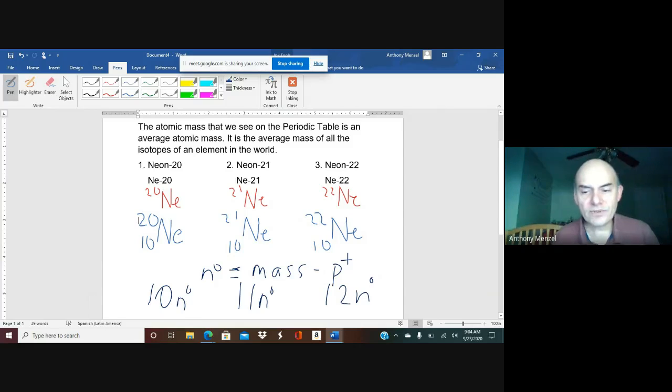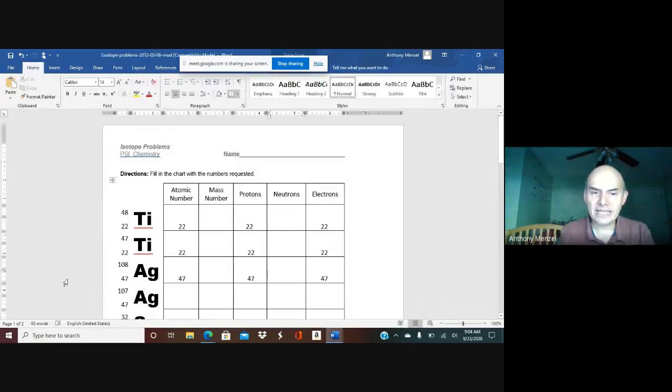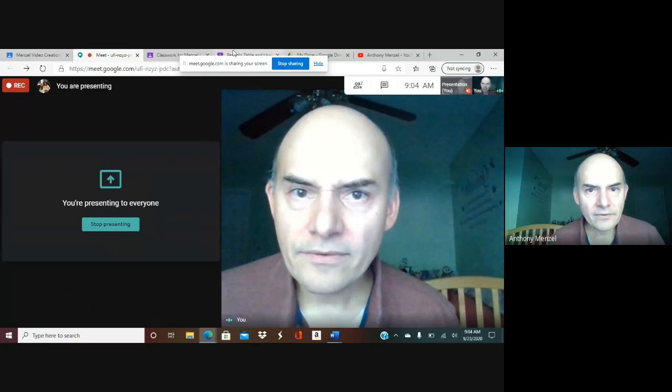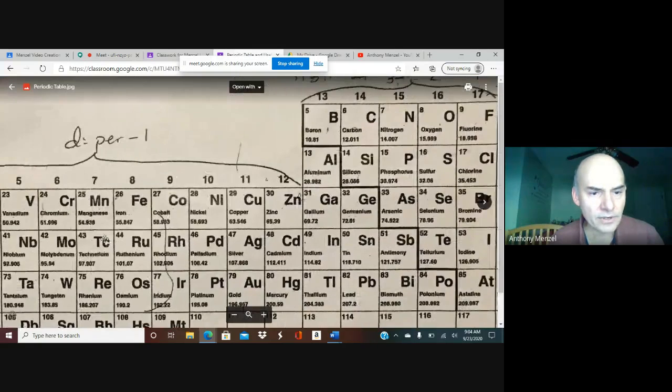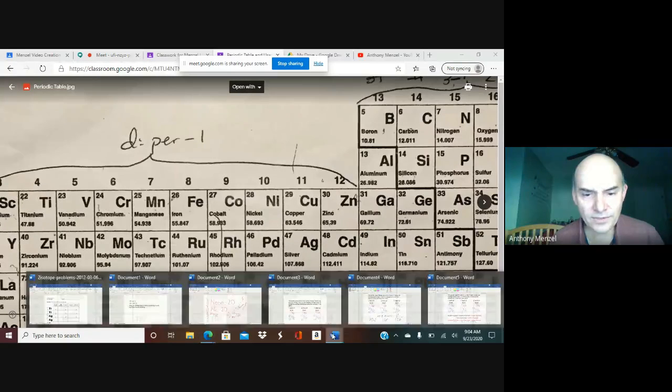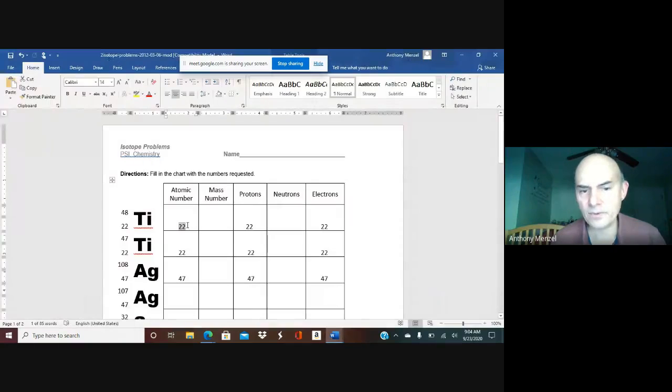So at this point, we can go back to the chart that we were using to analyze the information on the periodic table. And we can also use this chart to see how we can analyze the information that's given in isotope notation. For example, beforehand, we were just getting the atomic number off of the periodic table for Ti, and we found on the periodic table that Ti has an atomic number of 22. So that's how we were able to fill out previously that the atomic number was 22.